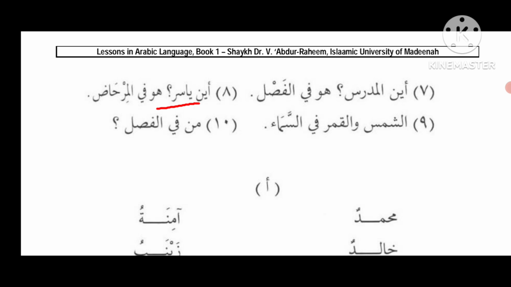Aina Yasirun. Note, Yasir is also a proper noun, and it is taking a tanween here, whereas Zainabu is also a proper noun, but it is not taking a tanween. What is the difference between the two? We are coming to that. Huwa fil mirhadi. He is in the restroom. Ash-shamsu, the sun, wal qamaru, and the moon, fis-sama'i, are in the heaven, or in the sky. Man fil fasli? Who is in the class?